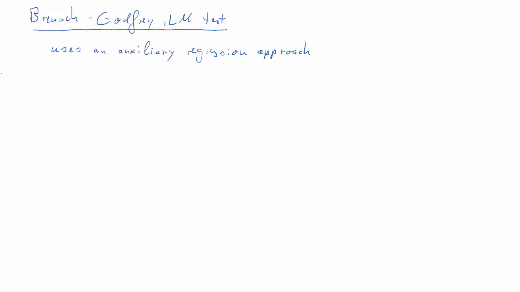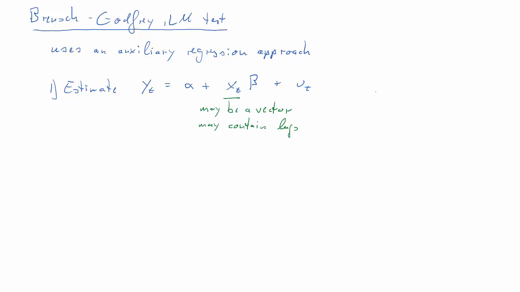This is the real test we want to use, and it uses an auxiliary regression approach. But let's start with the original regression model again. Yt is alpha plus xt beta plus ut, the error terms. Importantly, that xt could now be a vector. If that's a vector, then the beta will be a vector of the corresponding size. And importantly, as we're dealing with time series data, it may contain lagged variables. That may be lagged versions of explanatory variables or even lagged versions of yt, so yt minus 1, yt minus 2, and so forth.